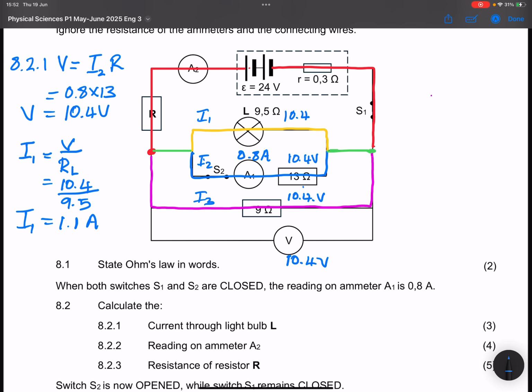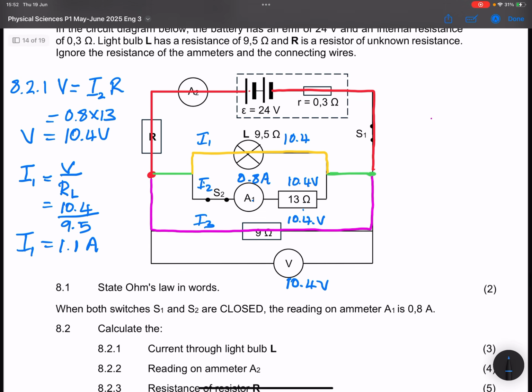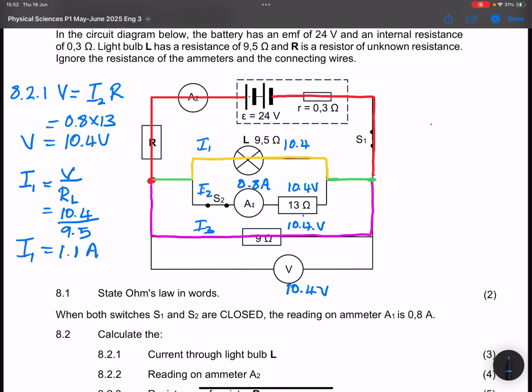So they say to us, let's find out the reading on A2. Now note, what is A2? So we want to find out what is the current, okay? And I want you to note in this case, we had A1 over there, which was our blue current. And A2 is the current that passes there. So which one is it? It's the red current, right? So this is the total current that was passing through our battery.